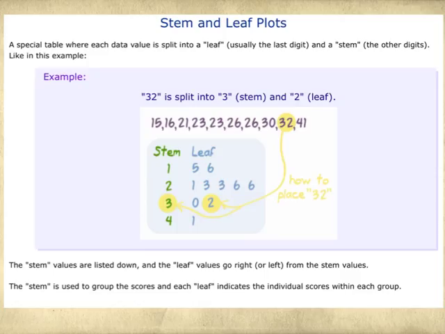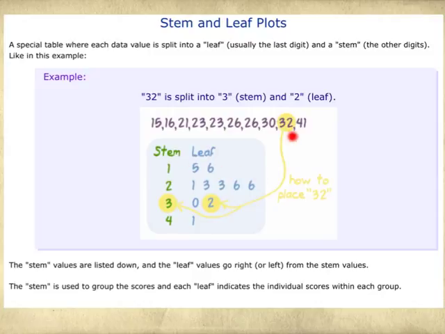A stem and leaf chart is a table where each data value is split into a leaf, which is most of the time the ones digit, and a stem, which is the other digits. So you'll never put a ones digit in the stem part of the chart. What that means is, in this example, we have a series of numbers, and we've split them up, putting the tens value in the stem and the ones values in the leaf.